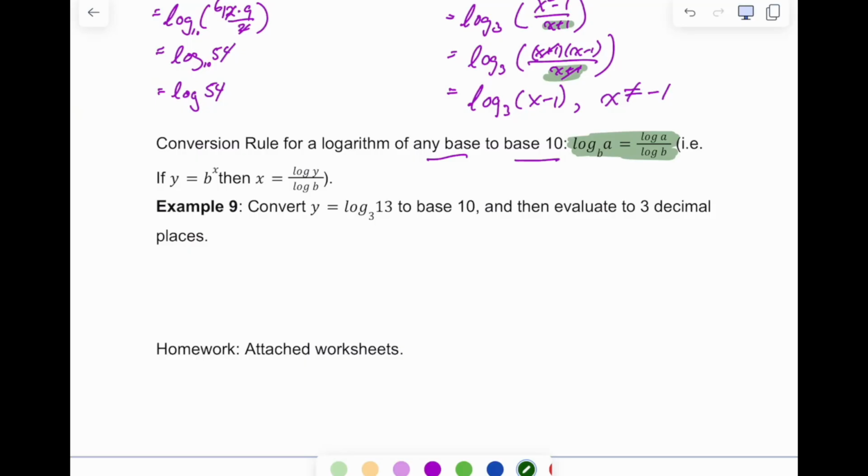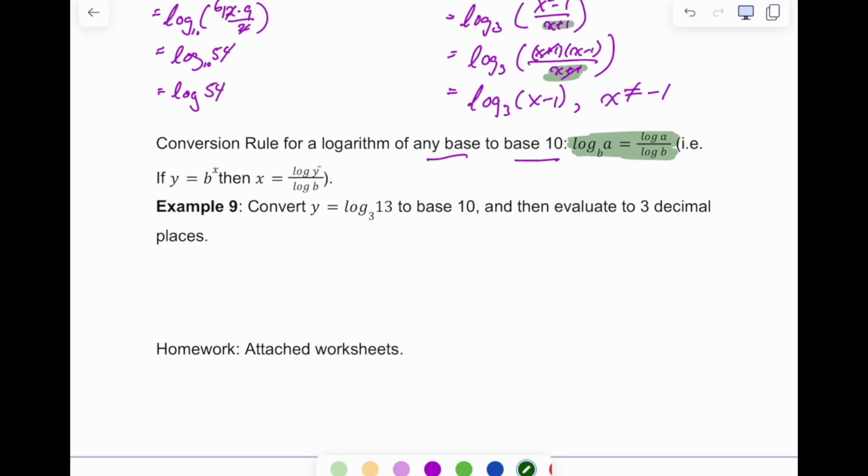Okay? So in other words, how I like to think of it is if we have a power, y is equal to b to the power of x. If we want to know what that exponent is, what x is, then to me that's log of my answer over log of the base. That's how I remember it, log of my answer over log of my base.